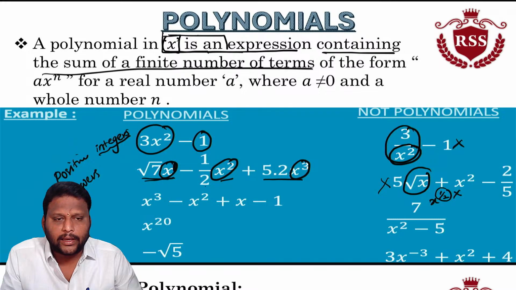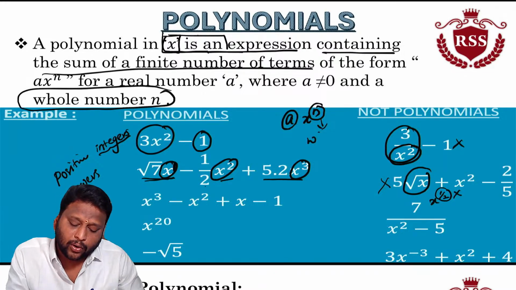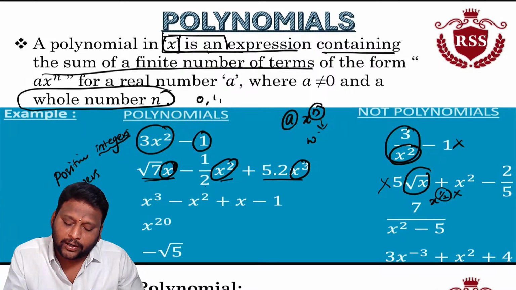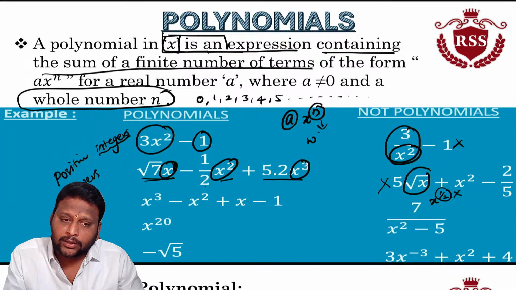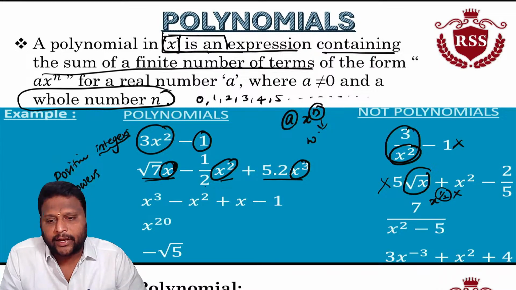A polynomial in x is an expression containing a sum of a finite number of terms in the form of a x power n, where a is real and n is a whole number. Whole numbers start from 0, 1, 2, 3, 4, 5, and so on. There should not be a negative number. There should not be a fraction. Got it or not?